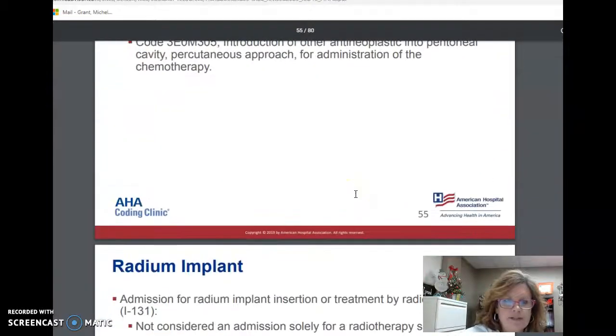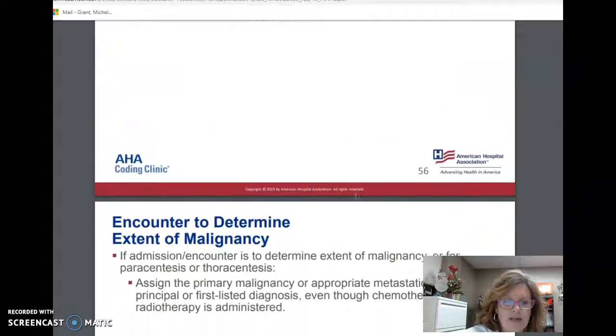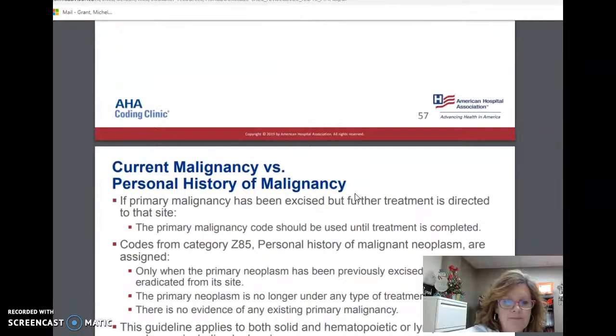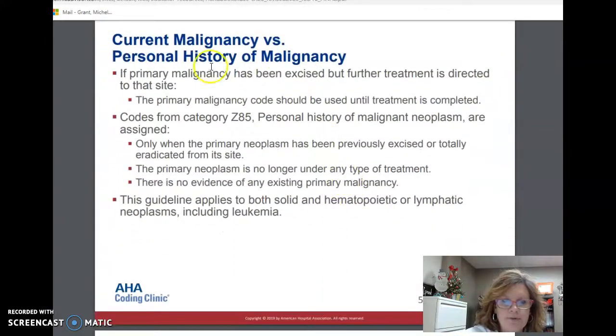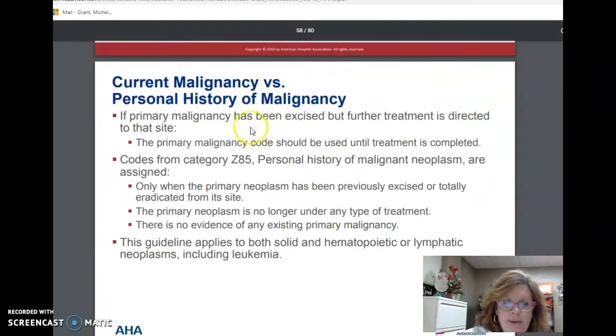All right, so let's go ahead. Let's get into current malignancy versus personal history. If the primary malignancy has been excised, but further treatment is directed to that site, then it should be used until the treatment's completed. Okay, here's an example.